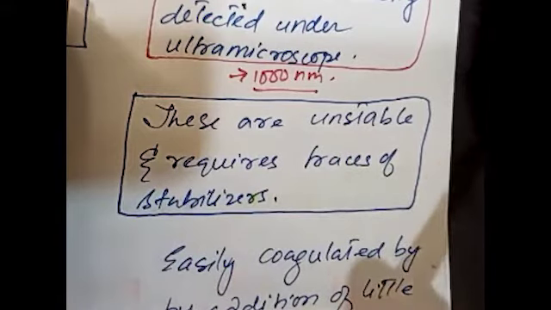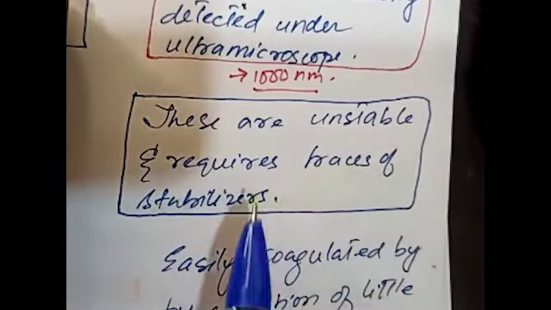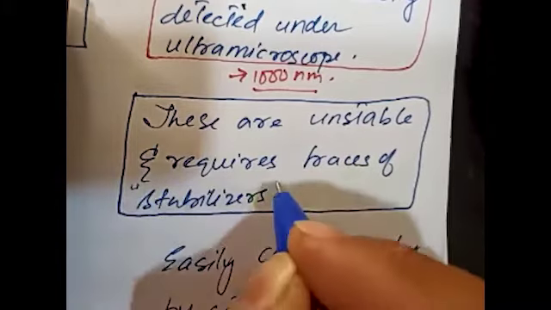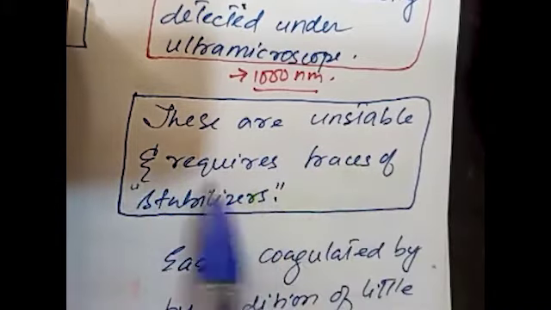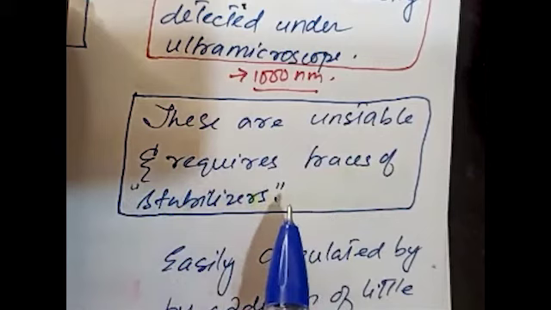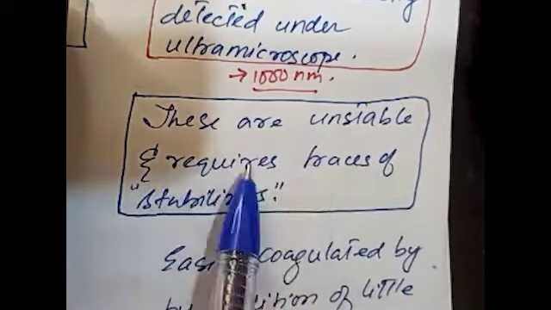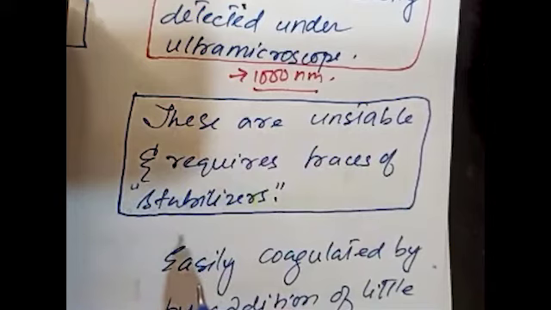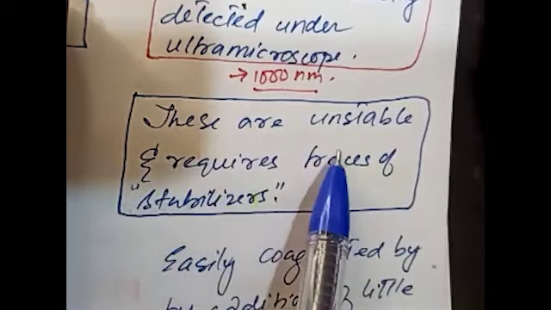Fine. So these are unstable and require traces of stabilizers. So when something is unstable, still they are together. That means there are some people who are stabilizing. So similarly, in the world of chemicals also, the same thing takes place. These are unstable and require traces of stabilizers. Trace means small quantity. Fine.